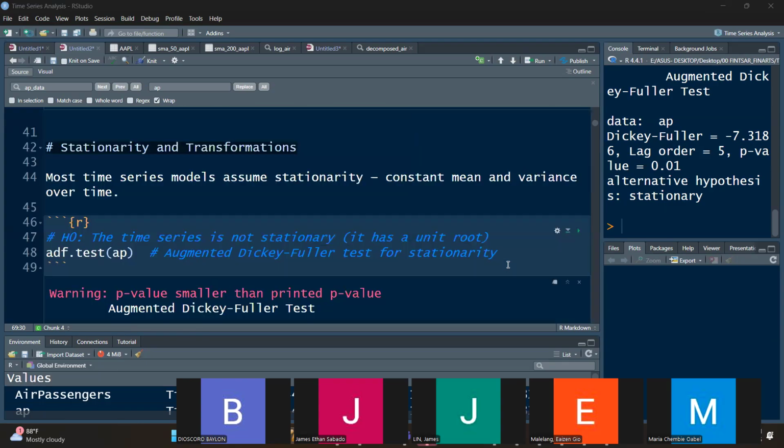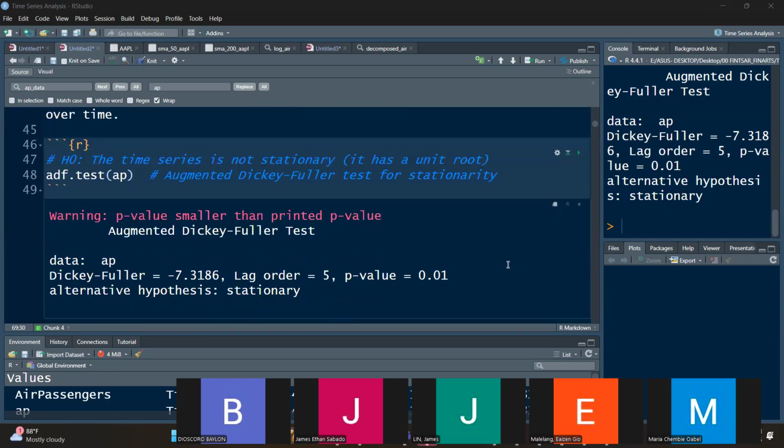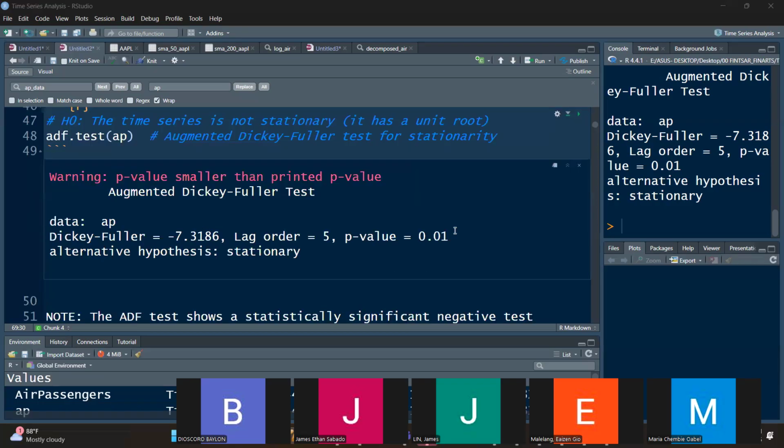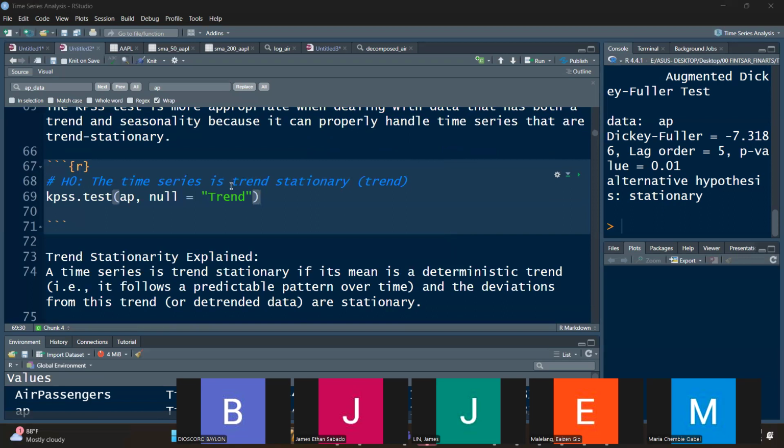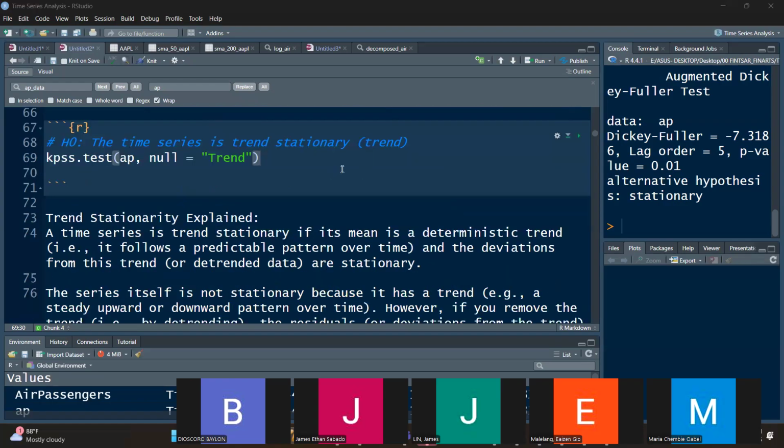I apologize for last time, I got confused here. I checked the documentation of the KPSS test, and what it is testing is that when you say trend stationary, it has a trend, however, in that trend, it is stationary. So what we got here is that the null is equal to trend.